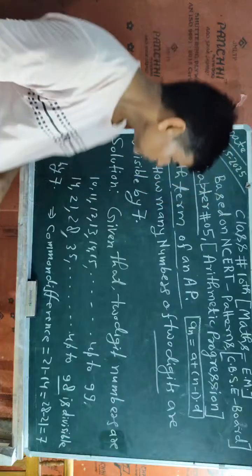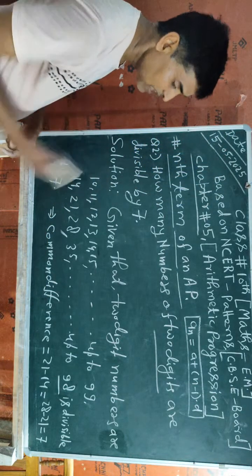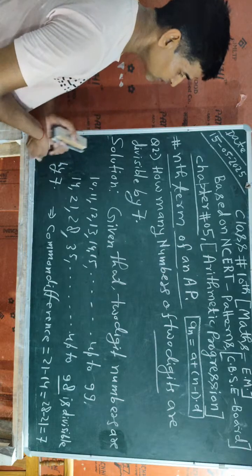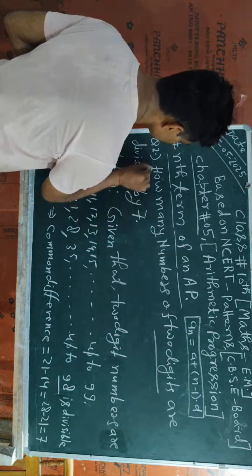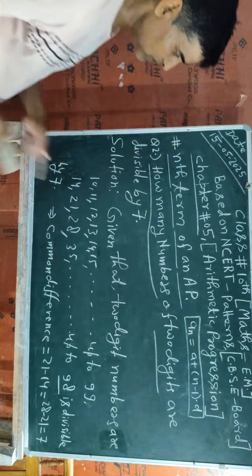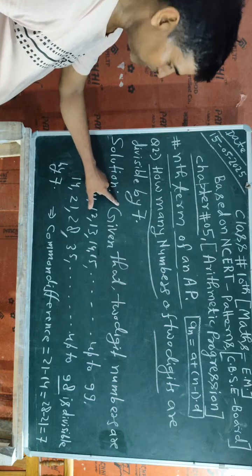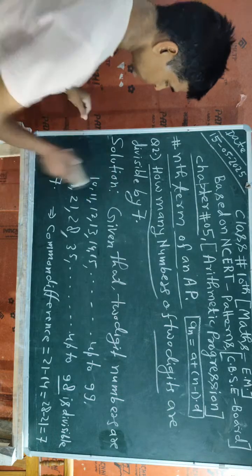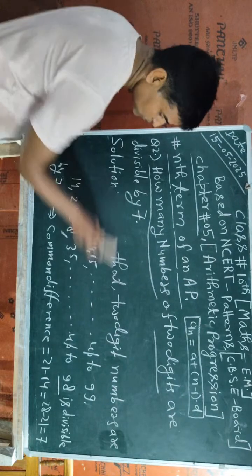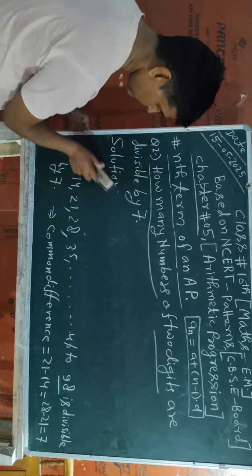Okay, students. So the above information I am going to erase. After erasing, I will calculate the number of terms. I will calculate here how many numbers. So I will calculate the number of terms. Okay, students. So the above data I am going to erase for further calculation. These informations I am going to erase.